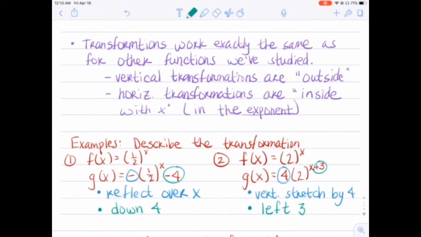Stop the video for a second, let these examples sink in, refer back to your table if you need to.